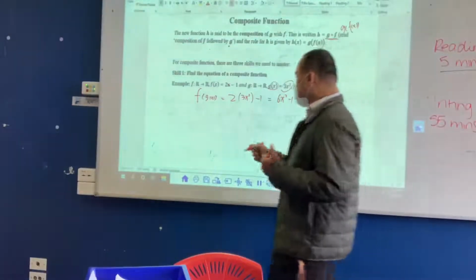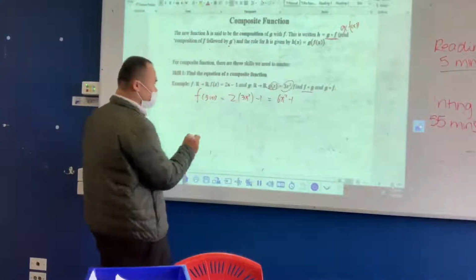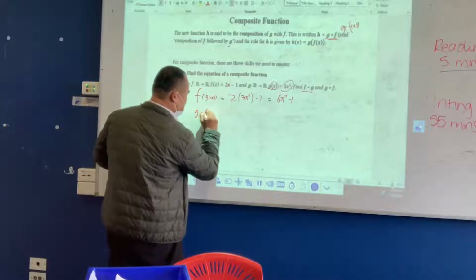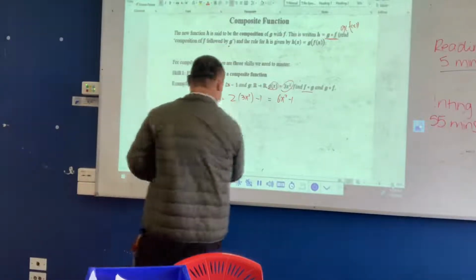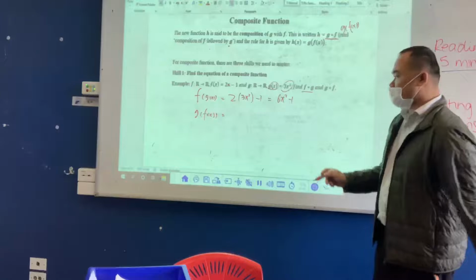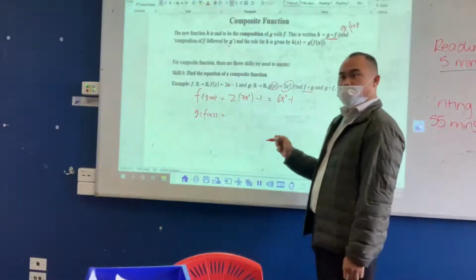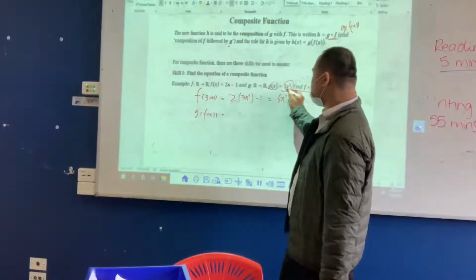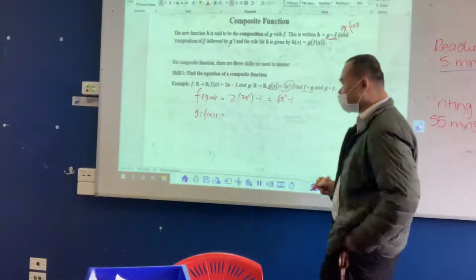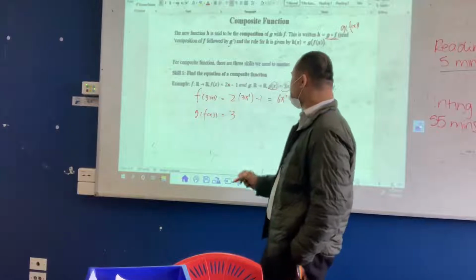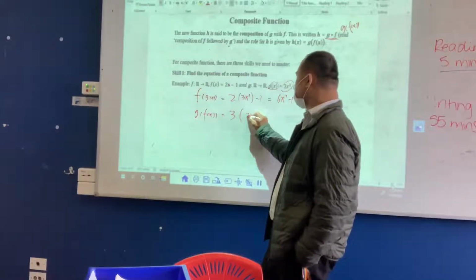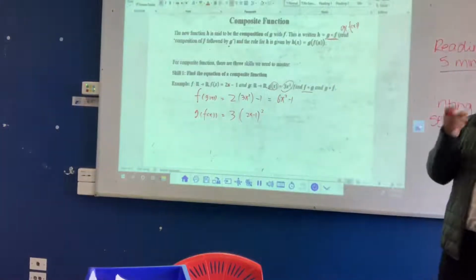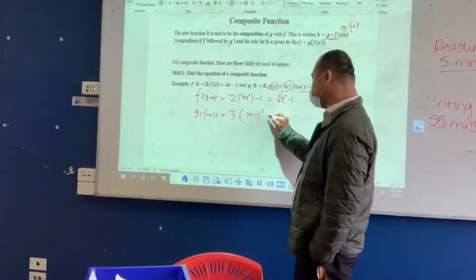So that would be 6x squared minus 1. Good? Alright, can I get Xander to do the second one with me together? So g with f will be g(f(x)). Xander, can you please tell me how to find the equation of this composite function? g(x) is 3x squared. g(x) is this one, f(x) is that one. 3 brackets 2x minus 1, squared. Very good. But it will be good for us to simplify, so we can expand it.